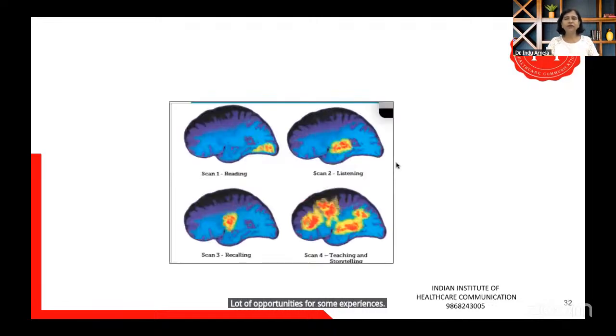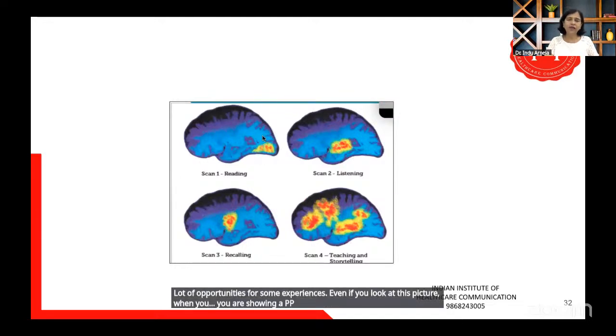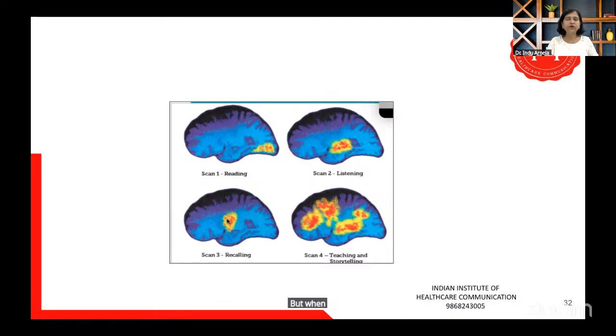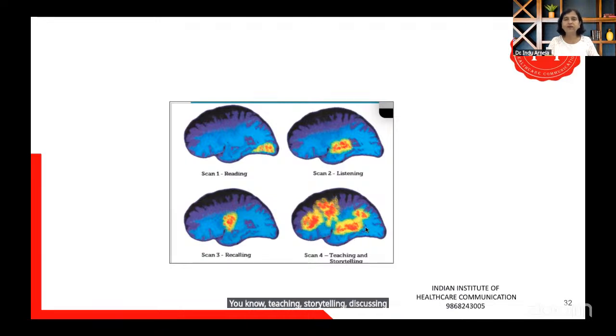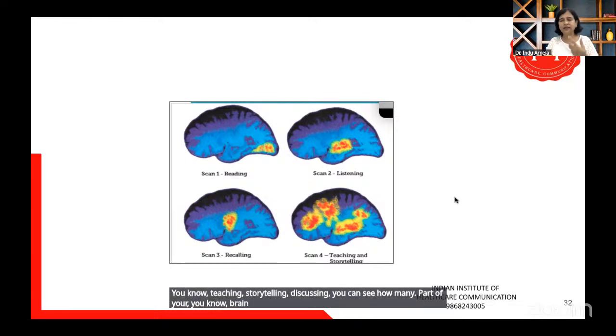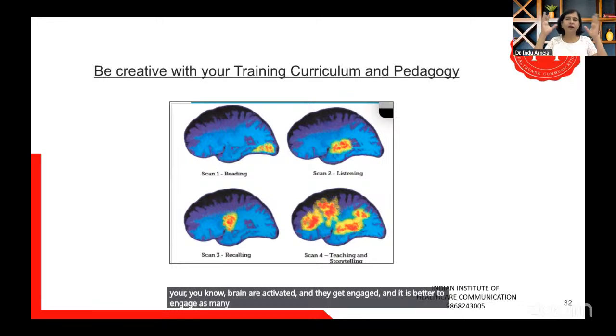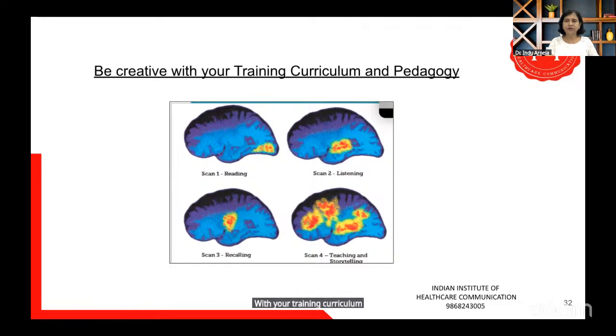Even if you look at this picture, when you are showing a PPT and they are reading the content, one part of the brain is in use. When you are listening, another part of the brain is used. When you are recalling, again another part is used. But when you are teaching, storytelling, discussing, you can see how many parts of the brain are activated and engaged. It is better to engage as many parts of the brain as possible. So be creative with your training curriculum and pedagogy.